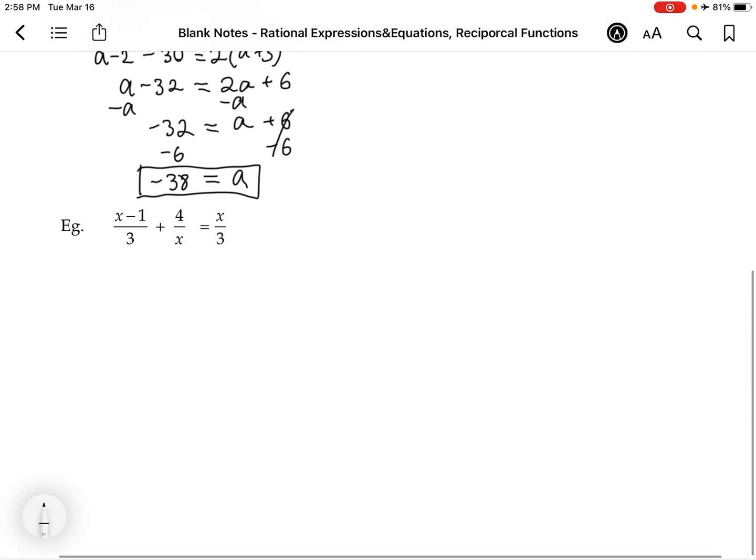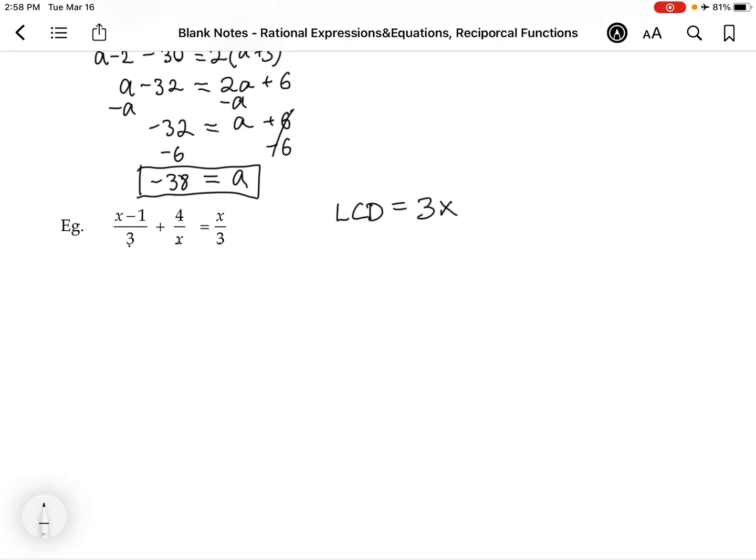Okay, so here we've got another one. We've got x minus 1 over 3 plus 4 over x equals x over 3. Okay, so luckily everything's factored. That's nice. We don't have to do anything there. Our LCD, I've got a factor of 3 here, x here, and 3 here. I don't need to repeat that factor of 3, so my LCD is 3x.